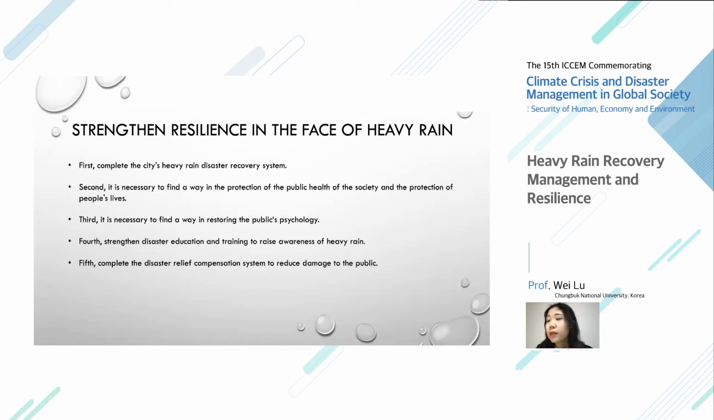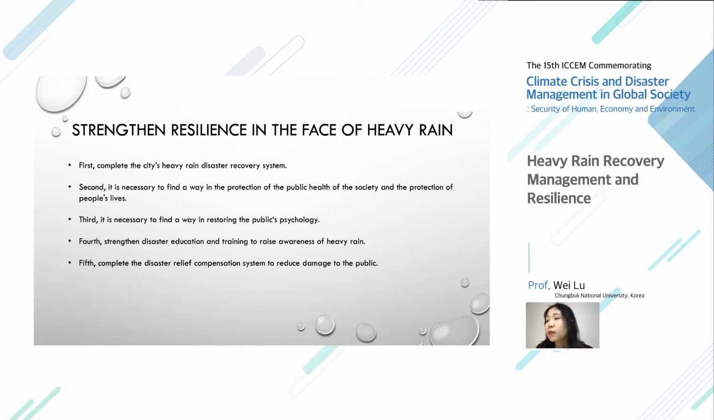After this heavy rain disaster, according to the previous analysis and summary, I think the heavy rain disaster resilience should be improved from the following points. First, complete the city's rainstorm disaster recovery system. Second, it is necessary to find a way in the protection of public health of the society and the protection of people's lives. Third, it is necessary to find a way to restore the public psychology.